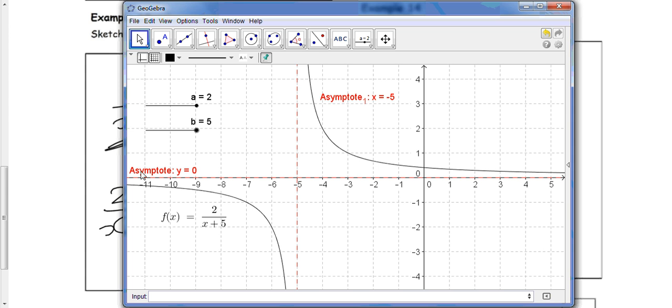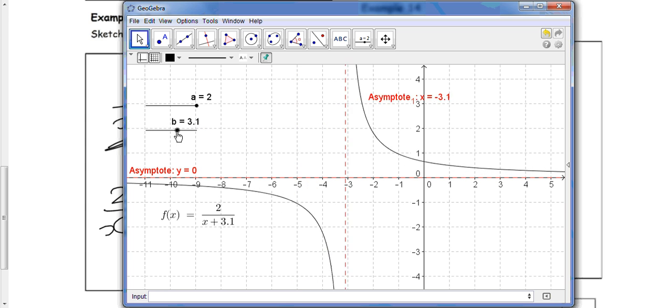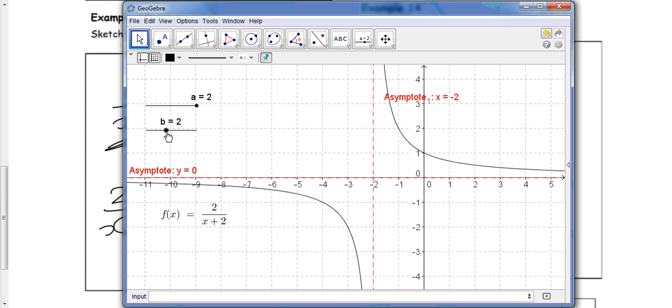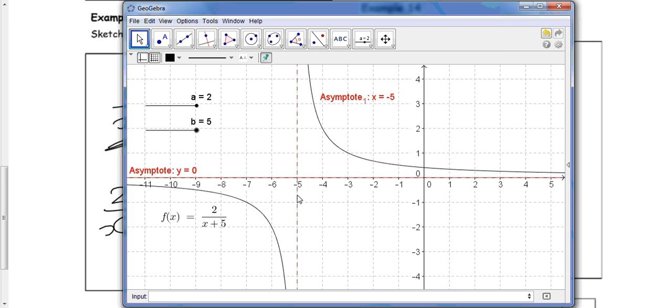You notice the horizontal asymptote didn't move. However, the vertical one has moved. When the graph moved to the left, of course the asymptote went with it. So this is what we end up with, the graph of 2 over x plus 5.